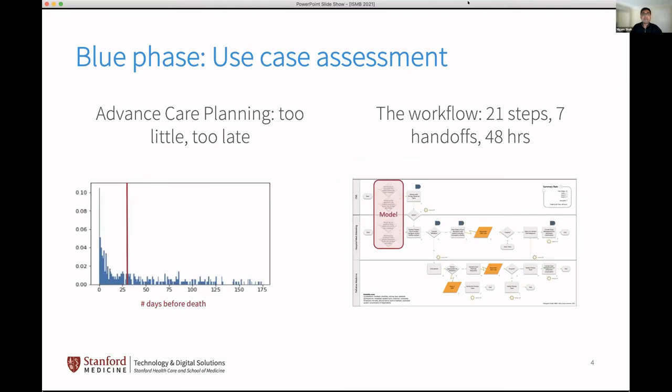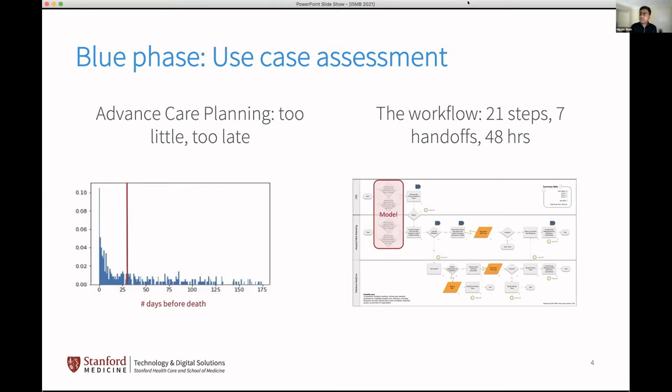Okay, so the use case we'll be looking at is we want to improve advance care planning using a predictive model. So advance care planning, as some of you might know, is a repertoire of tools mostly involving conversation around goals of care for patients who are quite sick. In the US, the short way to describe it is that it's offered too little, too late.